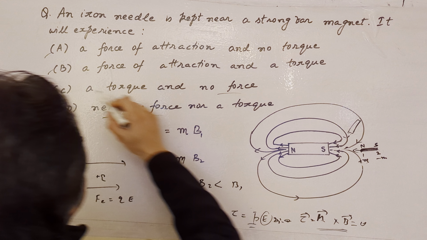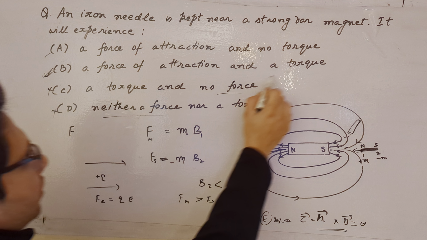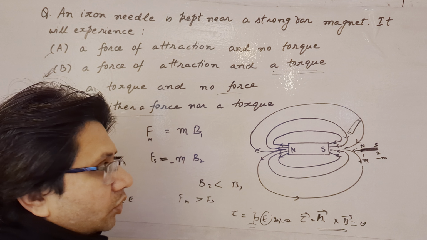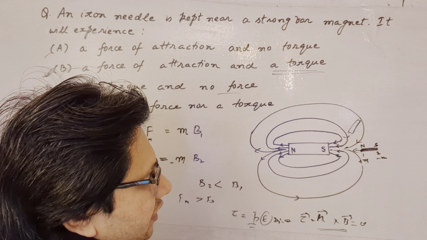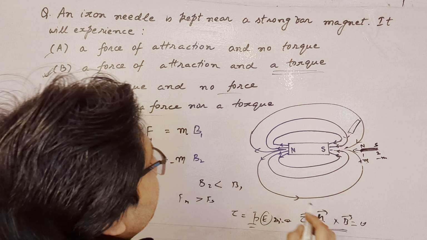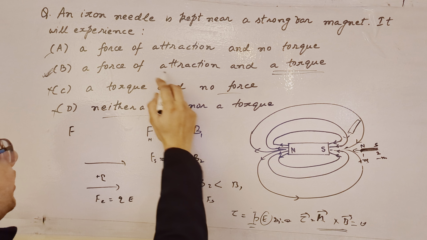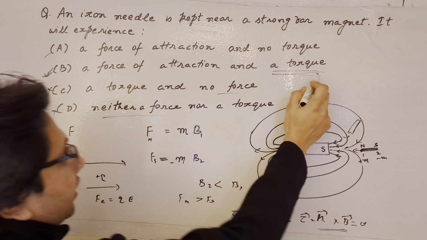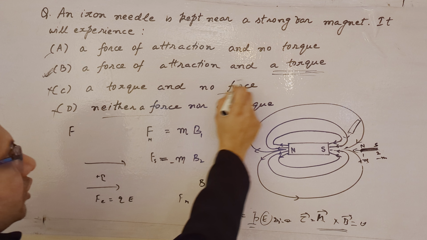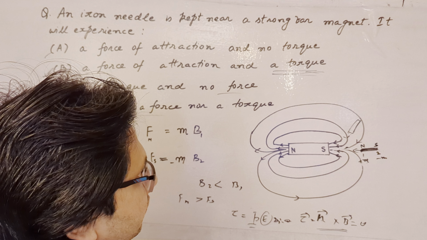So we can say that there is a torque. So option B is correct there, because it says that there is a torque. There is only one possibility where the torque is absent, but for all other cases the torque is present there. So in this way we can say that option B is correct here, nearly equal to the correct answer. So we have to choose this option. A force of attraction as well as a torque is there.